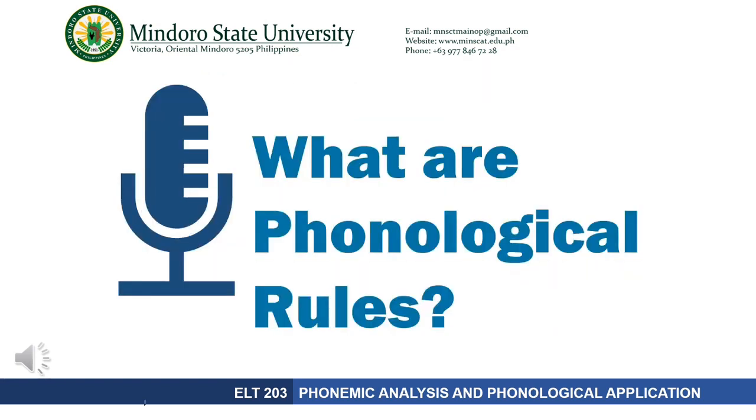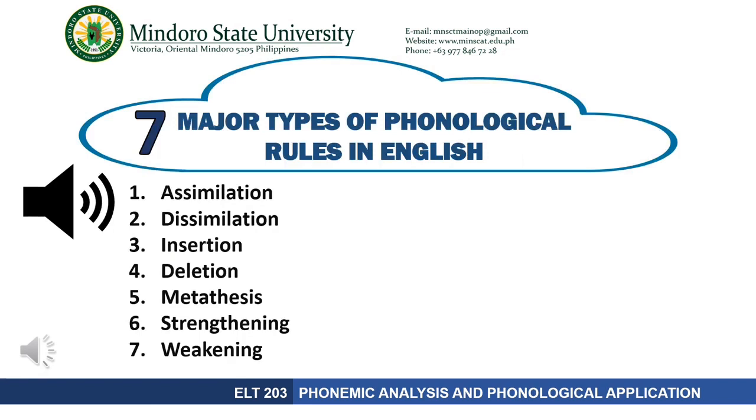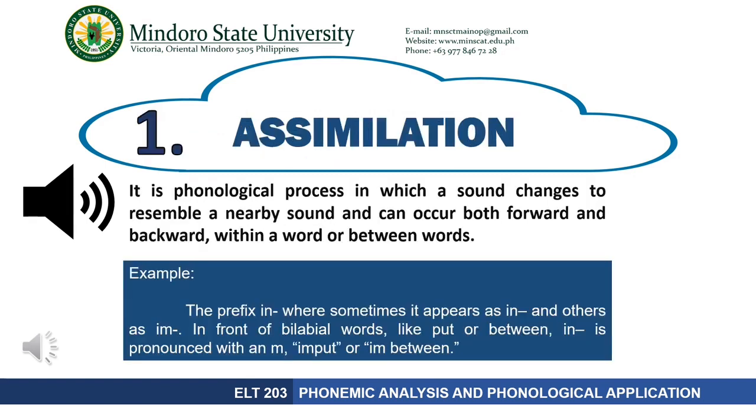Phonological rules of the English language can be classified by the kind of process they involve. With that, here are the 7 major types of phonological rules in the English language. The first one is assimilation. It is a phonological process in which a sound changes to resemble a nearby sound and can occur both forward and backward, within a word or between words.